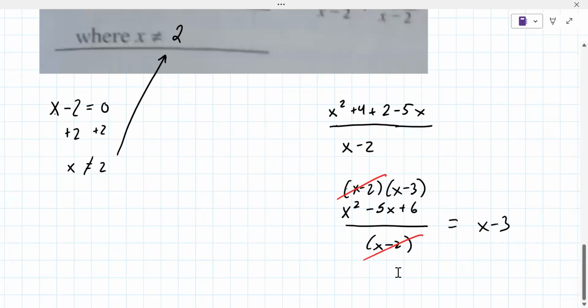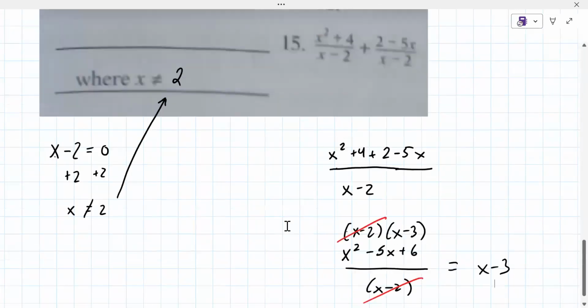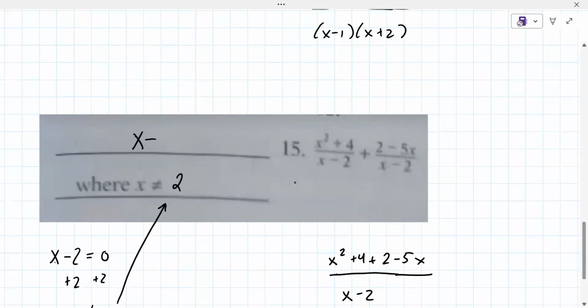There were 2 lines. Does the top one matter? I think that's what goes there: x minus 3, whatever your final answer is. And then the bottom one is where you say x cannot equal whatever it cannot equal, which would be 2. Yes. Put that there.